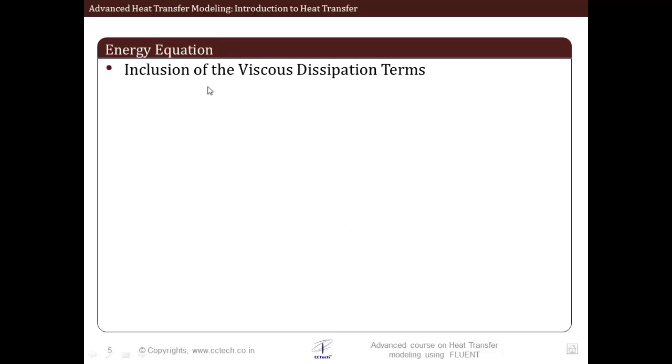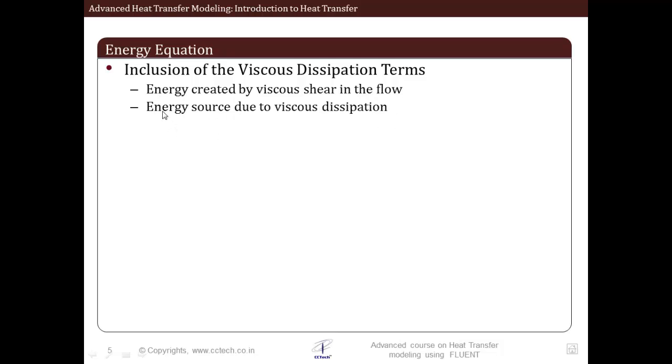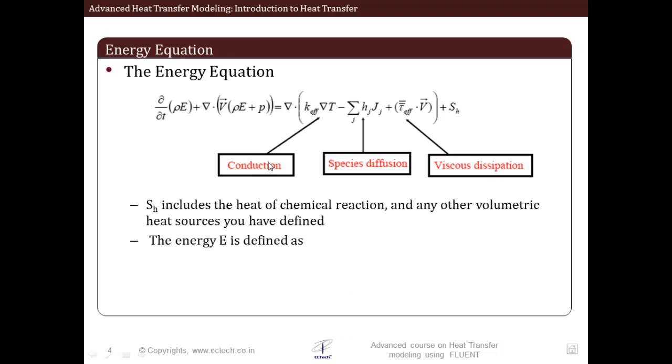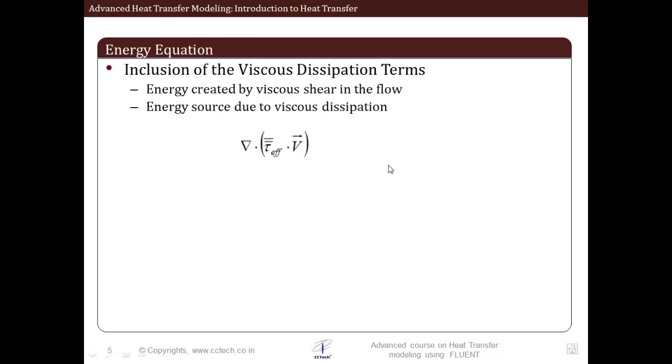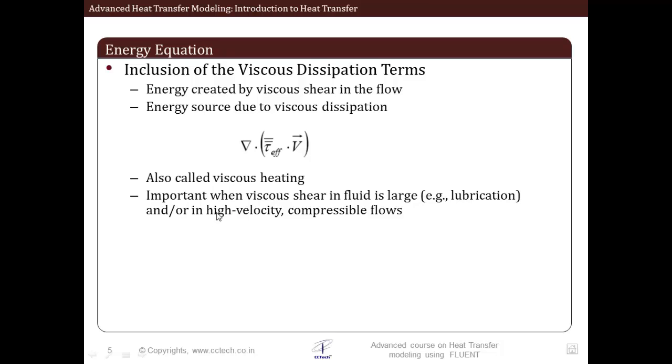Going ahead with a detailed discussion of the viscous dissipation term, it is the energy created by viscous shear in the flow, and it is taken into account by this particular term that we observed in the earlier equation also. So it is already contained in the energy equation. It is also called viscous heating, and it is important when viscous shear in the fluid is large. For example, in lubrication cases or in high velocity compressible flow, only in those cases we activate this term.